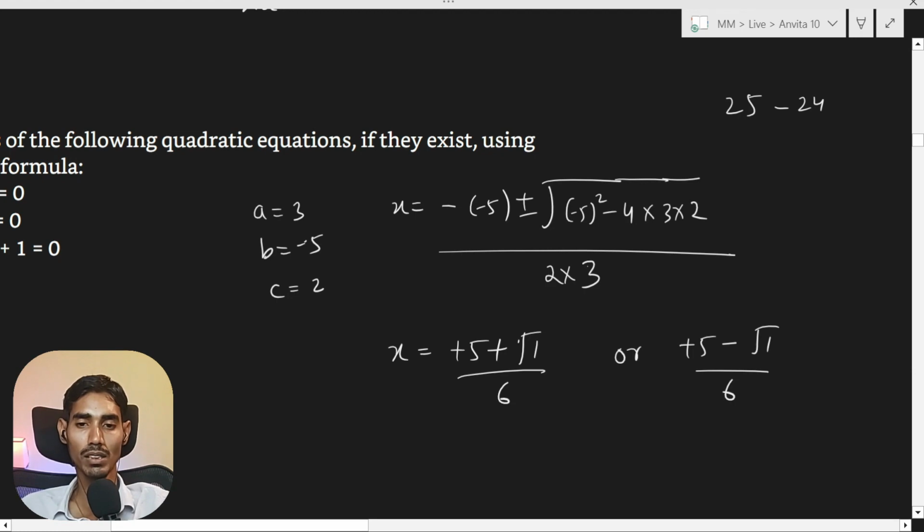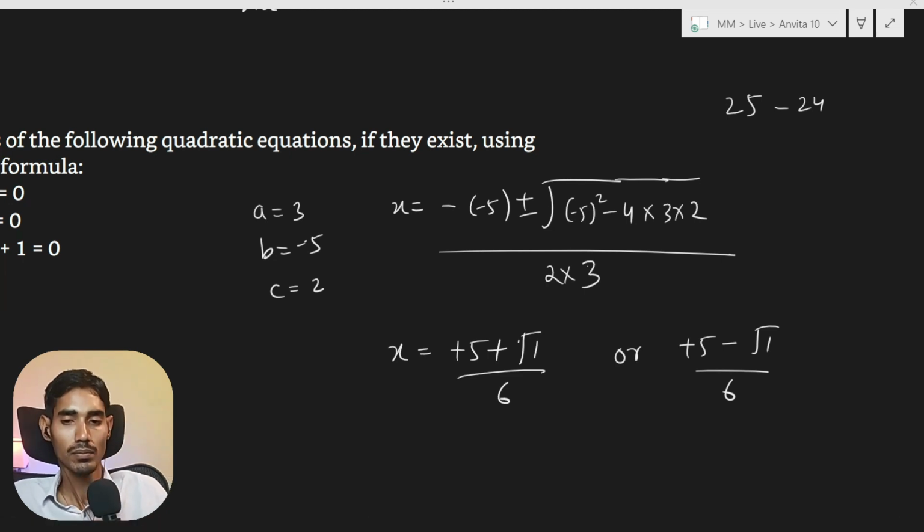Yes, sir. Sir, let me just try. It's just going to pop up, just give it a minute. It's a little slow. Okay. So one answer would be 5 plus root 1 by 6, and the other 5 minus root 1 by 6. Is that all right? Yes. So that's how the plus and minus worked.